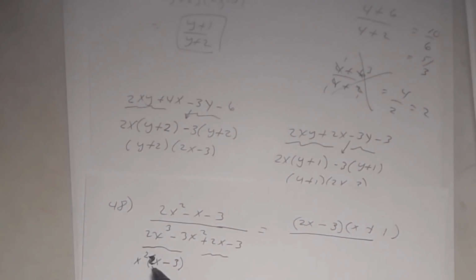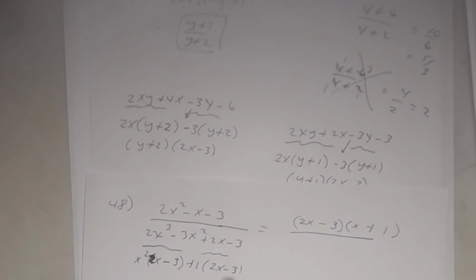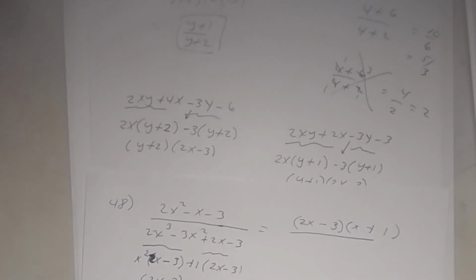All right, so x squared times 2x minus 3, right? Okay, what can I factor out of the second group? Positive 1. And what's left? 2x minus 3. Notice these are the same. So you're going to get 2x minus 3 times x squared plus 1.